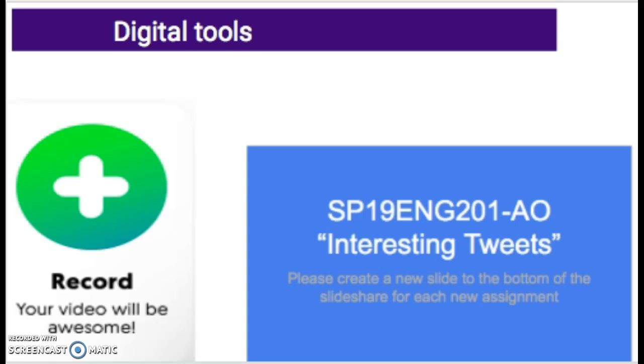Another tool that I got to use was the slide shares with the Twitter feed. I thought this was very interesting, hearing what my classmates saw on their feed.